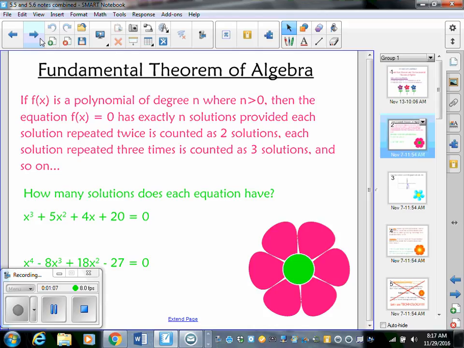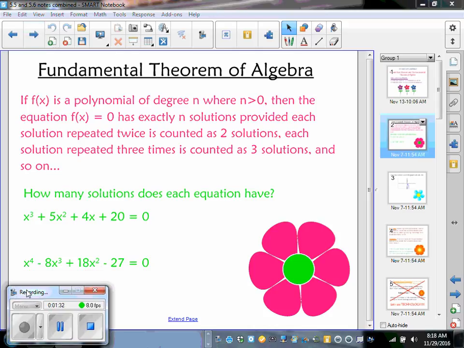The fundamental theorem of algebra. You actually already know this. I've taught this to you guys a long, long time ago. Pretty much in a nutshell. This is x cubed plus 5x squared plus 4x plus 20 equals 0. How many answers does this have? 3. Hey, there you go. That's the fundamental theorem of algebra. Hey. Already taught that to you.